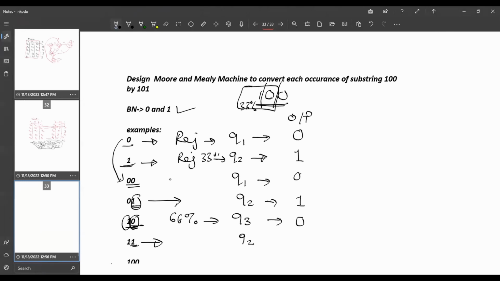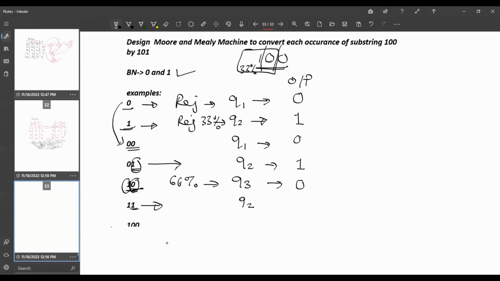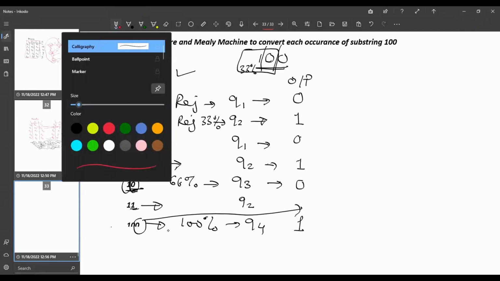Here it is 33%. And then we have 100. So 100 is the required string, it is 100% matched, and it will be indicated by Q4, but the last bit is now going to be changed by 1. So this is the concept we are going to use. Now we will write down the table.